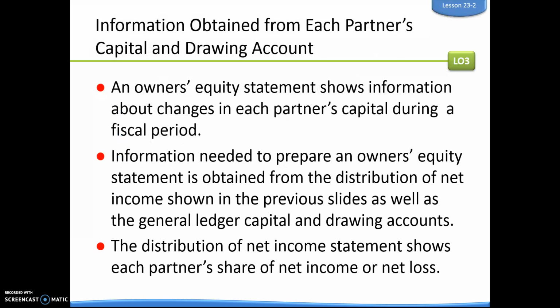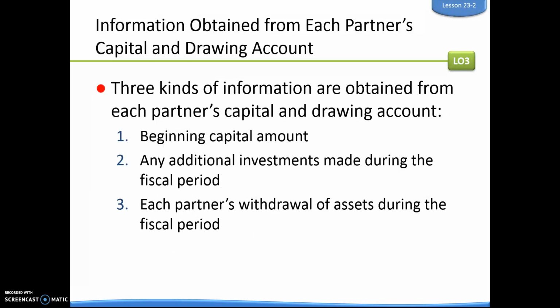So an owner's equity statement obviously shows changes in each partner's capital during the fiscal period, and the information needed to prepare it comes from our distribution of net income, which we just saw on the previous slides, as well as our general ledger capital and drawing accounts. The distribution of net income statement shows each partner's share of our net income or net loss.